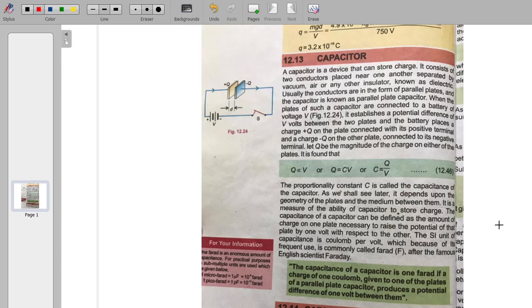Okay, so we left just before this. Now we have the capacitors. यहाँ पे हम क्या स्टडी कर रहे हैं? हम स्टडी कर रहे हैं कि what's a capacitor and how does it work and what kind of types does it have. So basically, capacitor is any device that can store charge. That's literally it. There's nothing more to it.